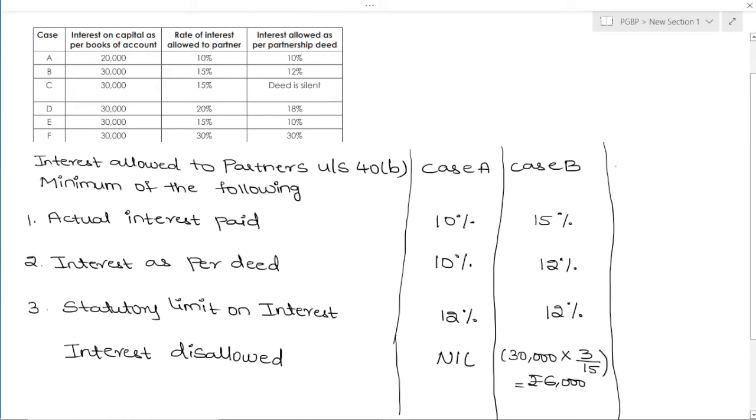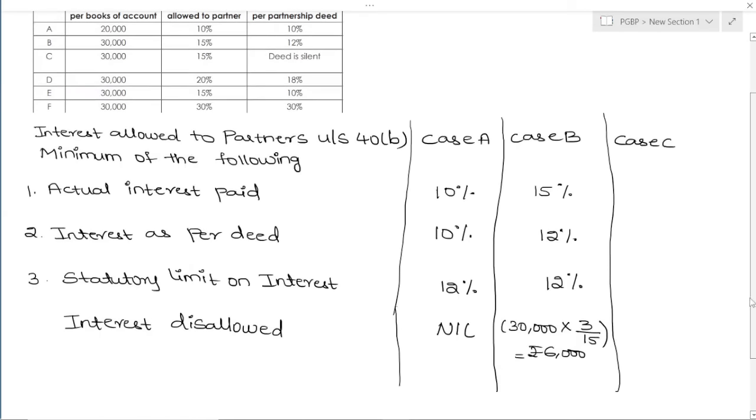Come to case C, everybody. Here again 30,000 is there, so 15% we will write as per the paid. First point is 15%. Then as per the deed, silent we will write. In the deed we will write silent only. And statutory limit 12%.